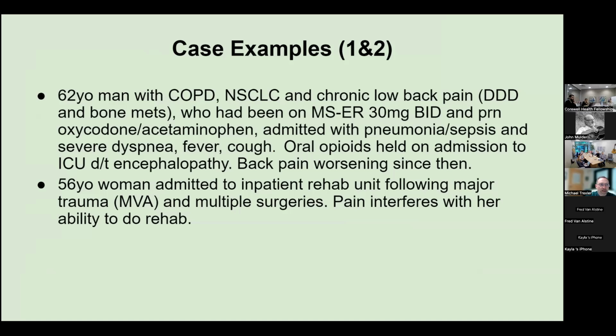Another case would be an example of a woman admitted to the inpatient rehab unit following major trauma and multiple surgeries, and pain is interfering with her ability to do rehab. And so we were consulted to try to help get her pain under control.